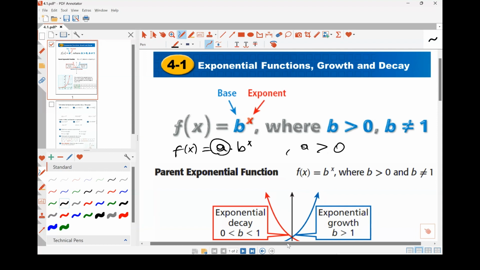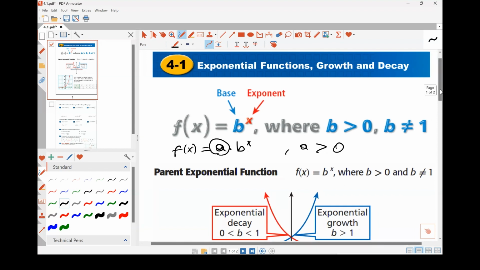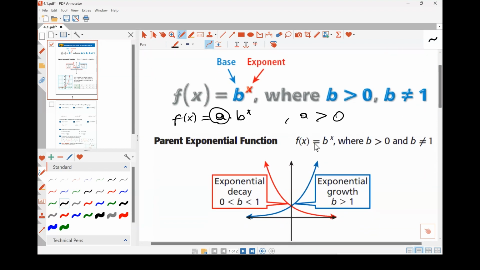We have two types of exponential functions. Let's talk about them: exponential growth and exponential decay. The blue graph represents the exponential growth function. We have this function when the base is greater than 1. So in this case, our function is rising from left to right. As x values are getting bigger and bigger, the function is increasing.